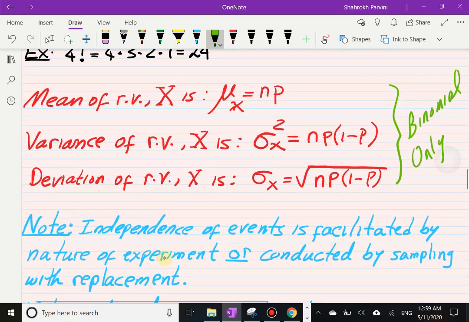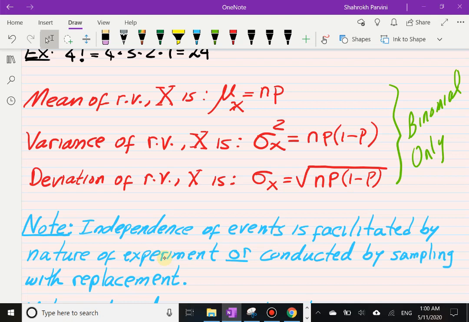Now, as far as independence of events, I just want to point that out. The independence is guaranteed by, or facilitated by, the nature of the experiment. For example, if I roll a die 10 times, each time I'm rolling it, the outcomes are going to be independent of each other. Each time the result will be different. So independence is achieved by the way the experiment is conducted. Or if I toss a coin 10 times, that experiment inherently produces independent outcomes.